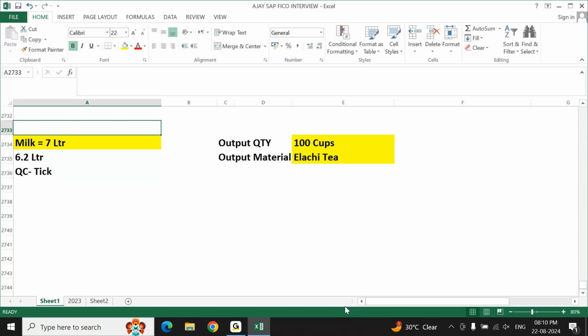Same material, you mean yesterday's stock is product code, right? Yeah, correct. Product code, no? Okay. Product code.